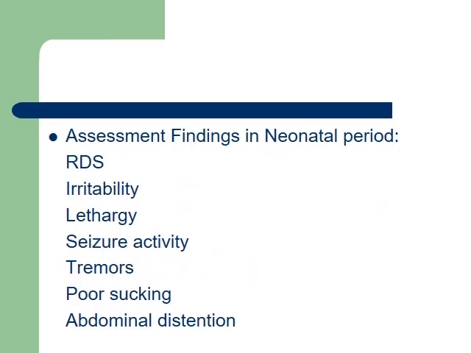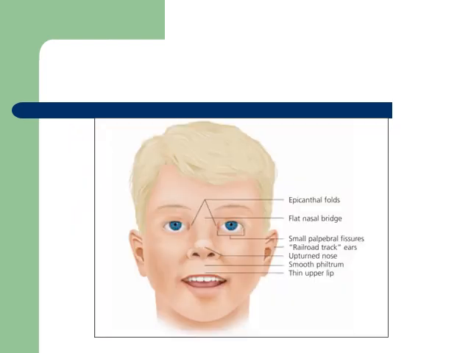The assessment findings in the neonatal period are going to be those same ones we've been talking about: RDS, irritability, lethargy, seizure activity, tremors, poor sucking, abdominal distension. They're very uncoordinated type sucking. This is just a drawing or a picture of typical things to look for. They're going to have a flattened nasal bridge here. They have a tipped up nose. This is interesting, railroad track ears. I've never seen that on anybody, but I see them on him. Thin upper lip. It's very thin there. Smooth here. There's no creasing. It's just a real smooth philtrum, which I would never remember that word. I'm glad they had it written out there.